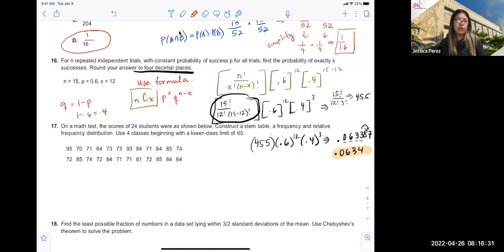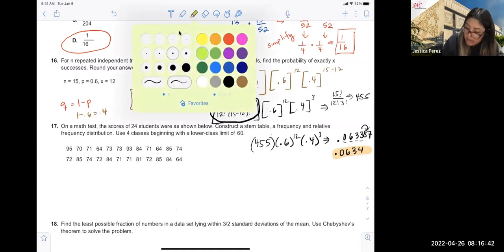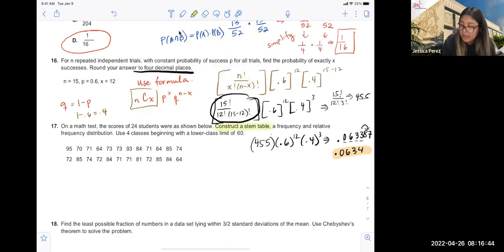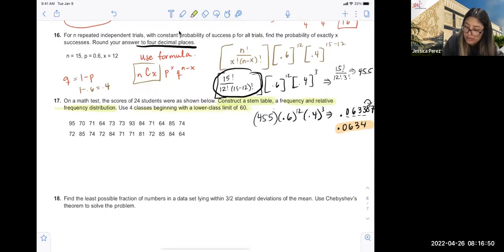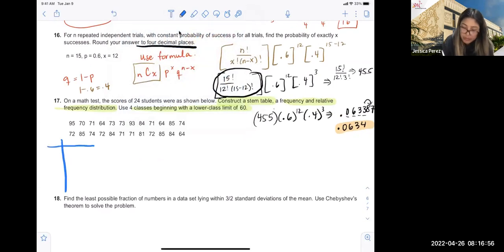Very important. All right, number 17. On a math test, 24 student scores are shown below. I'm asking you to construct a stem-and-leaf table, a frequency table, and a relative frequency distribution. Use 4 classes. All right, so first, the stem is pretty simple. So I start with the 60s, or 6.